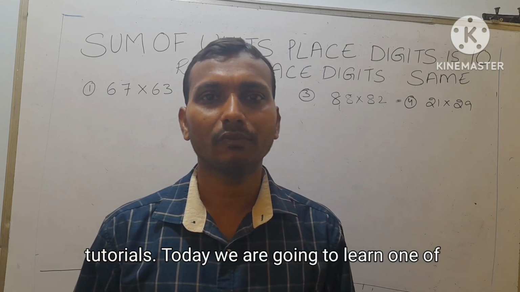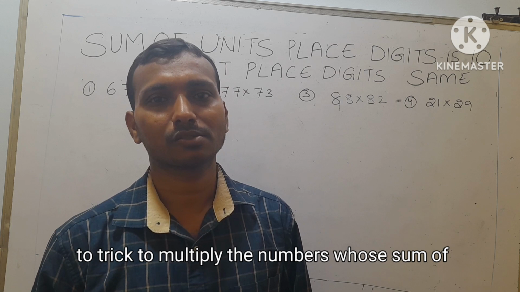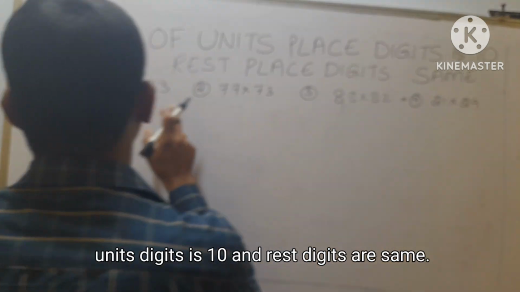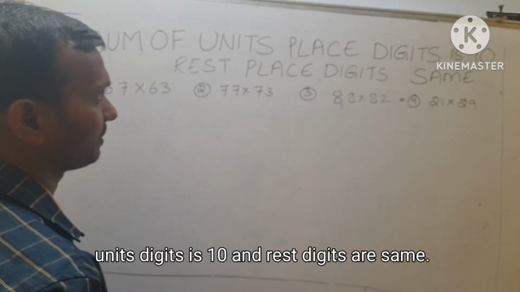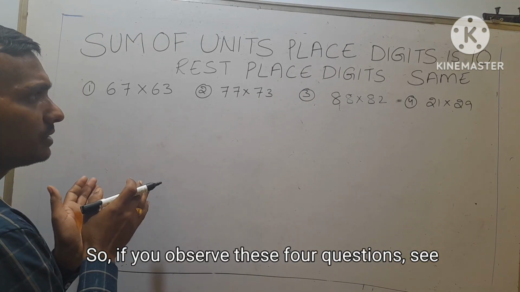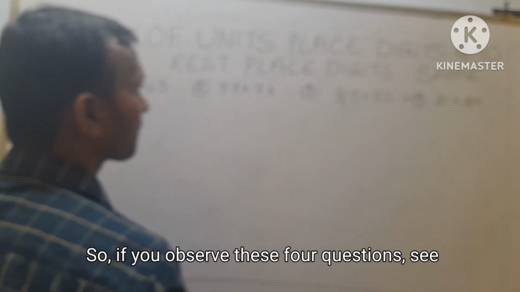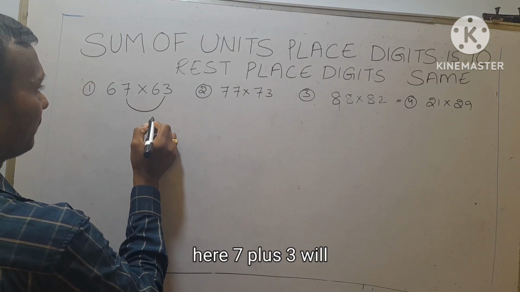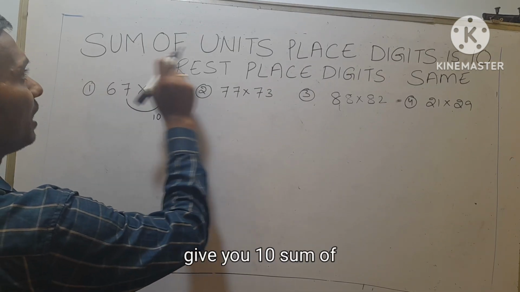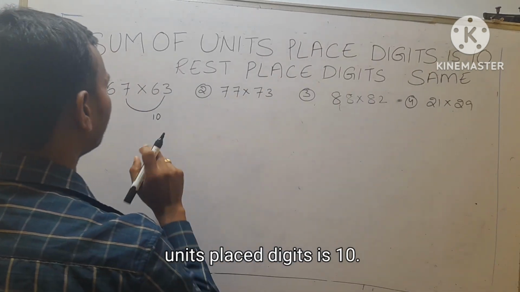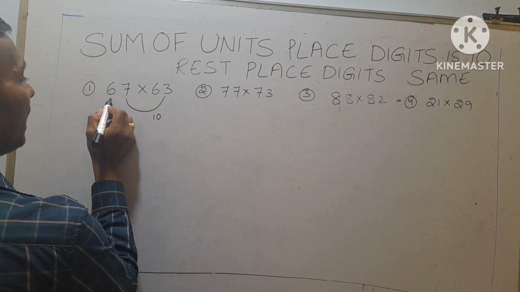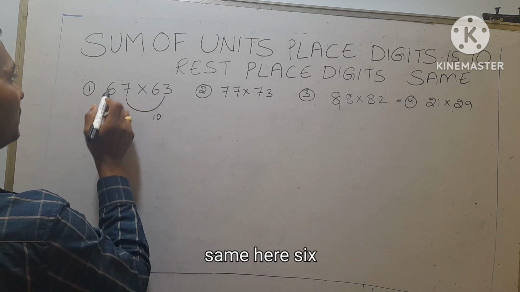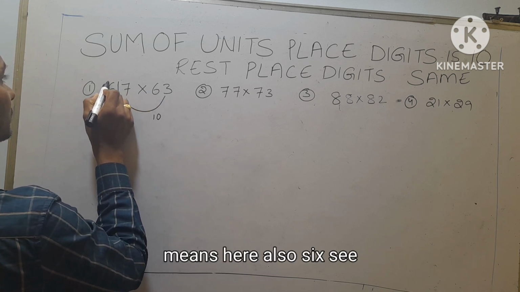Today we are going to learn one of the easiest tricks to multiply numbers whose sum of units digits is 10 and the rest of the digits are the same. If you observe these four questions, see here, 7 plus 3 will give you 10. The sum of units place digits is 10, and the rest of the digits, meaning the remaining digits, are the same. Here 6 means here also 6.